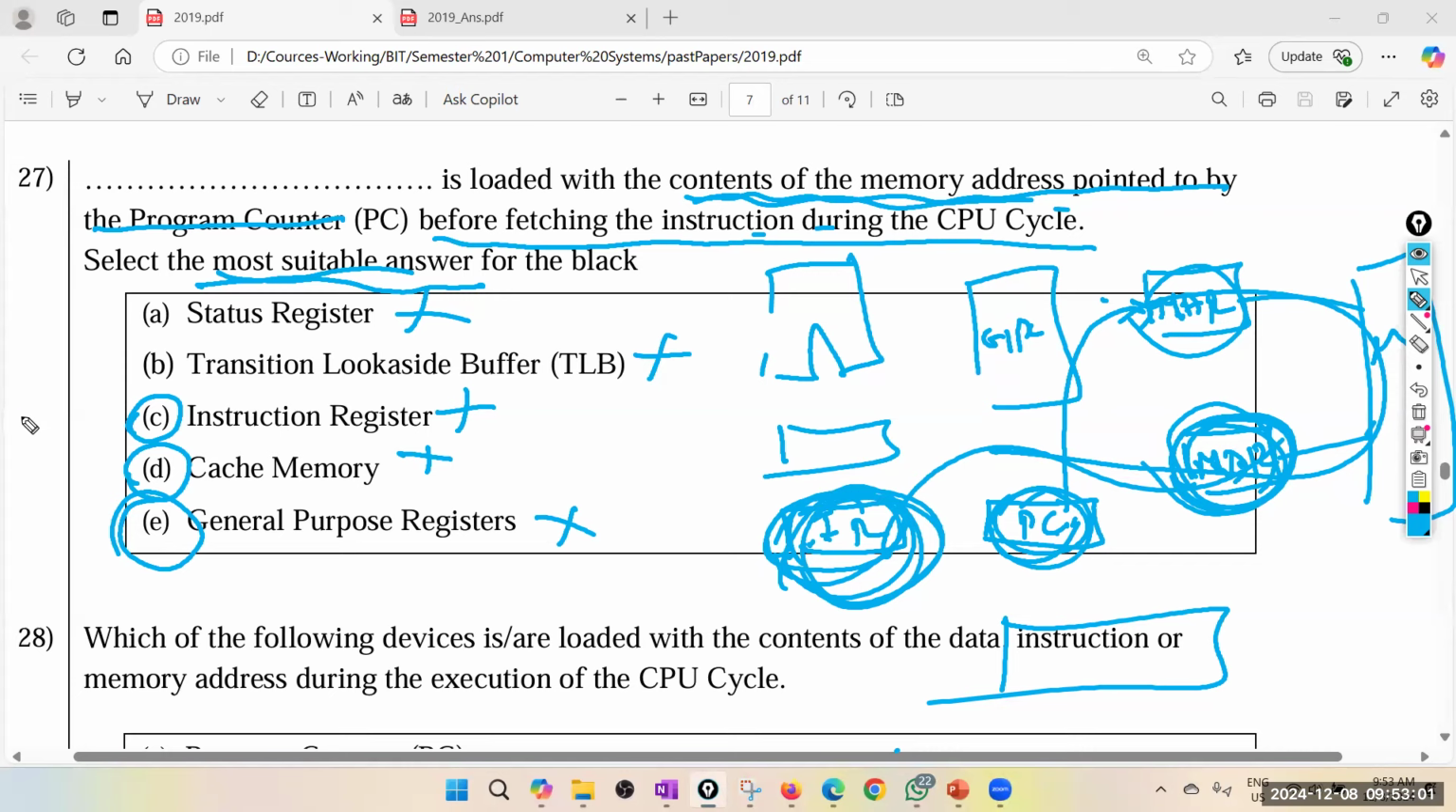By the way, we have the instruction register, because that will be having the data after the cycle, but it can also be in the cache, but not in the general purpose registers because it talks about the instructions, not data. So I'll take this out, take this out, take this out. So the two possibilities are C and D. If I'm looking for the direct answer, the instruction register, but as an indirect answer, cache memory is also there.